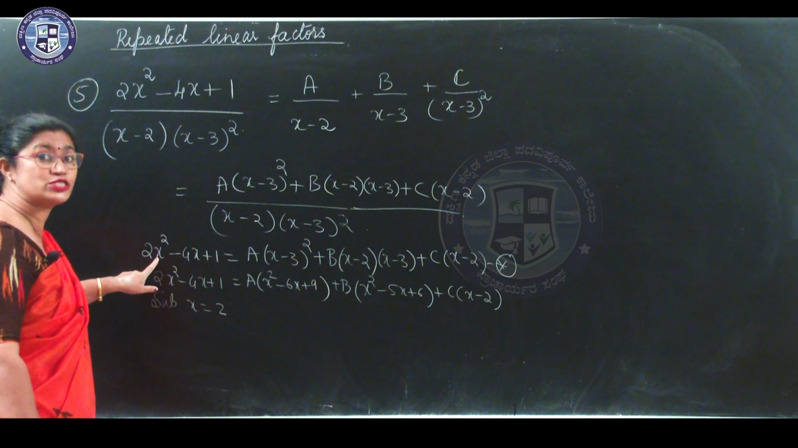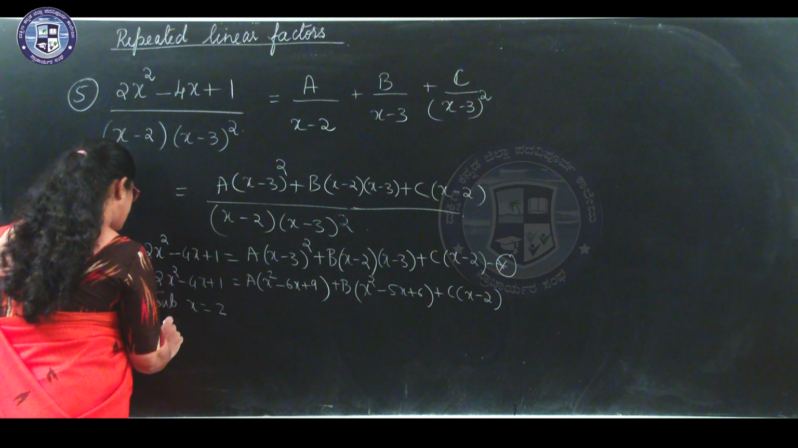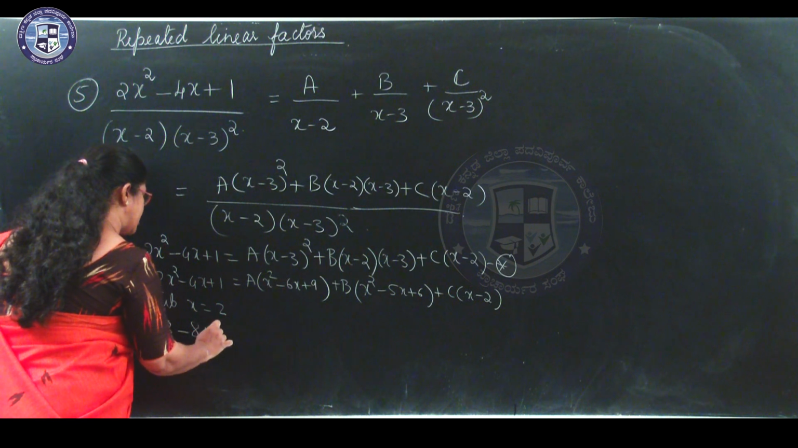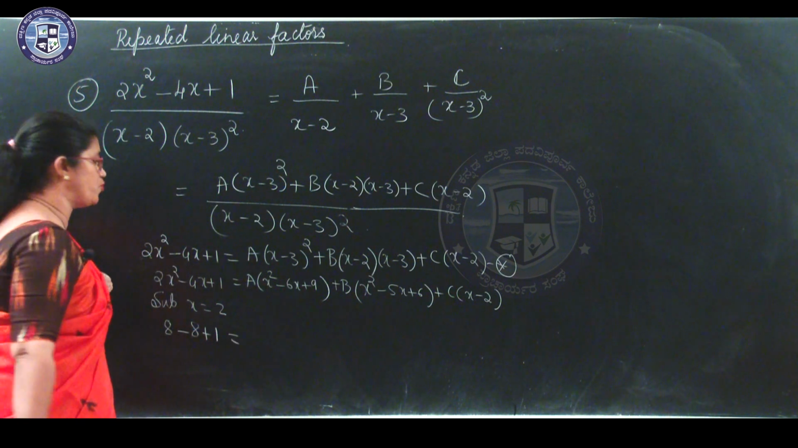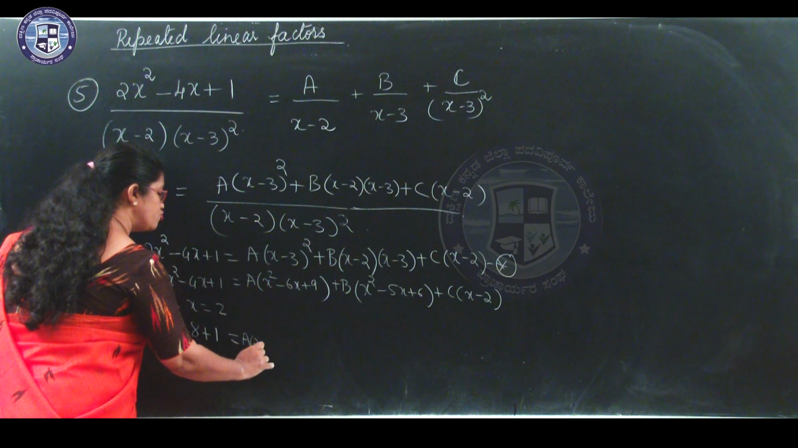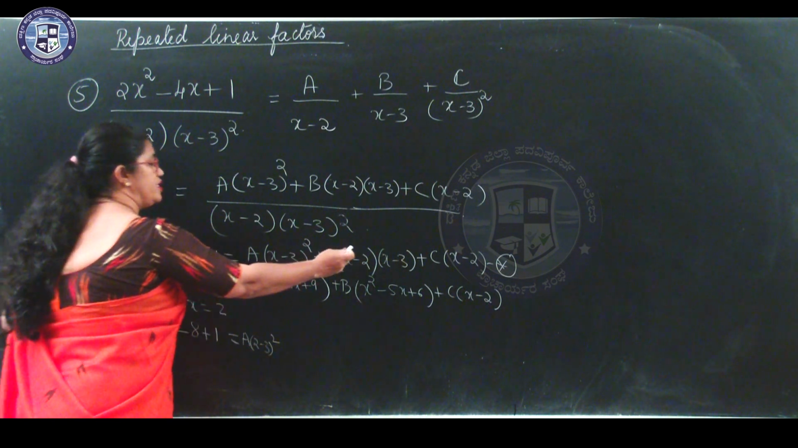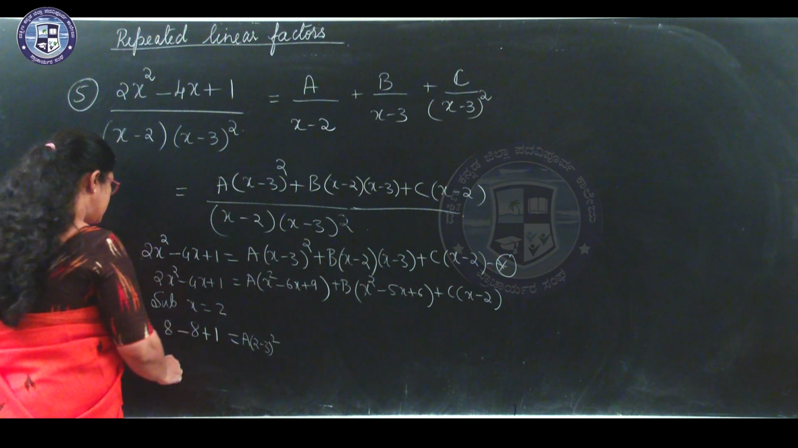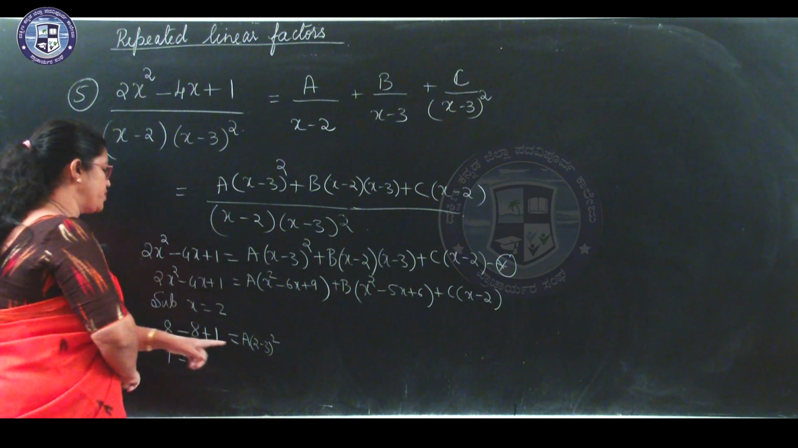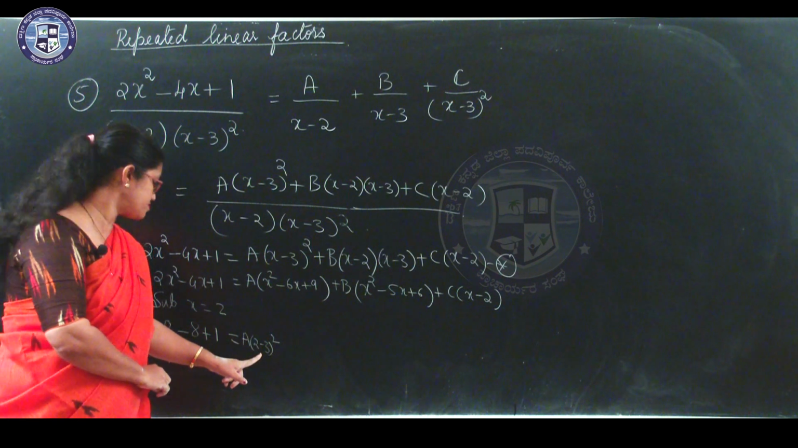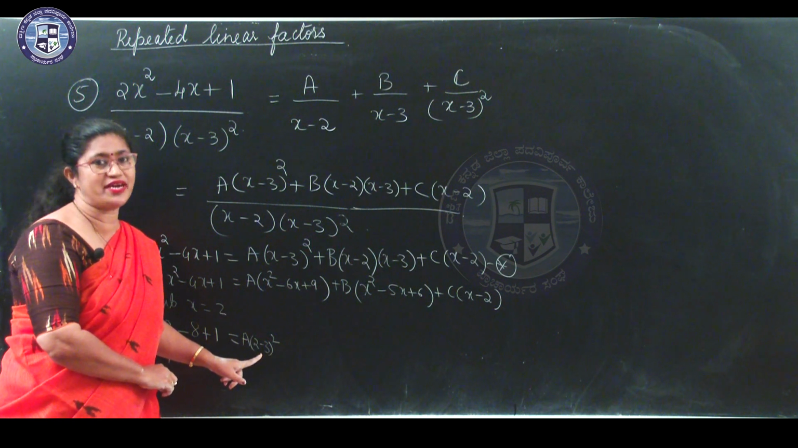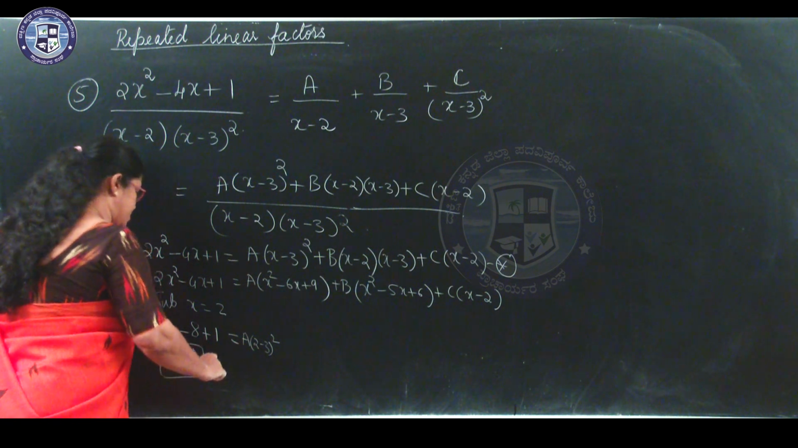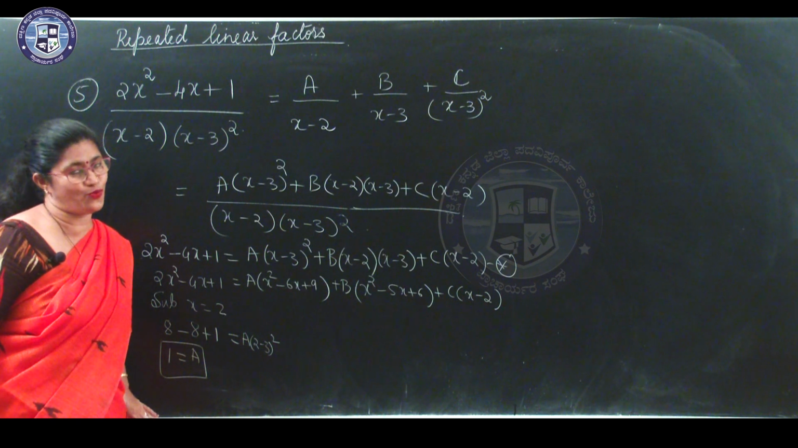So x square is 2 square, 4 into 2. This becomes 8 minus 4 into 2 again becomes 8 plus 1 equal to a into (2 minus 3) the whole square. This becomes 0 and this becomes 0. Now this cancels, this is 1 is equal to 2 minus 3 is minus 1, but when I square it, it becomes plus 1. So this becomes a. So I directly got the answer, a is equal to 1.